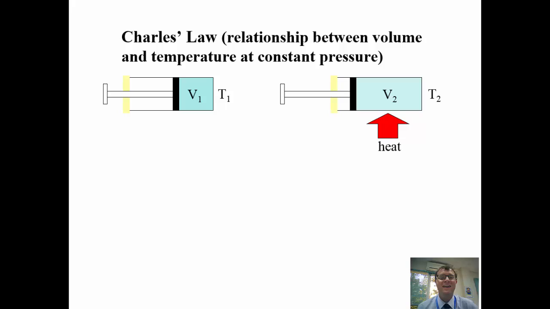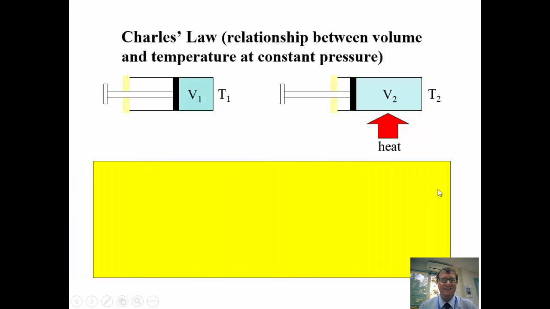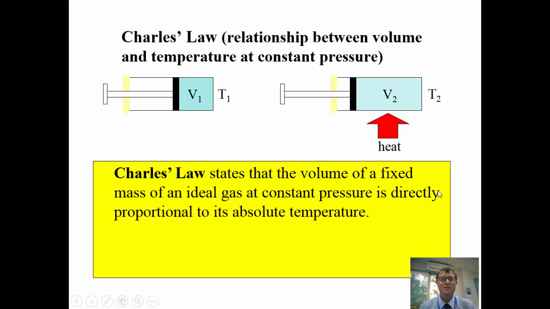If we look at Charles's law, this is the relationship between volume and temperature at constant pressure. So if we had a syringe, for example, at atmospheric pressure, and we had an initial volume and initial temperature, if I increase the temperature, the volume would also increase. And that is described as Charles's law, that the volume of a fixed mass of an ideal gas at a constant pressure is directly proportional to its absolute temperature. And in turn, we see that volume divided by temperature equals a constant, assuming pressure has been maintained constant.